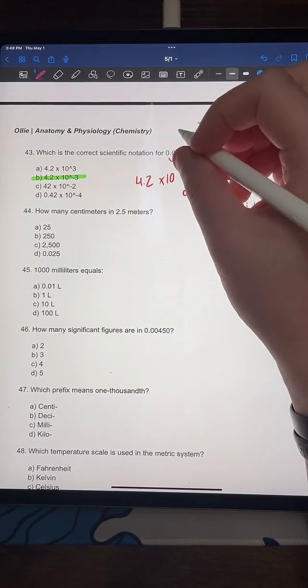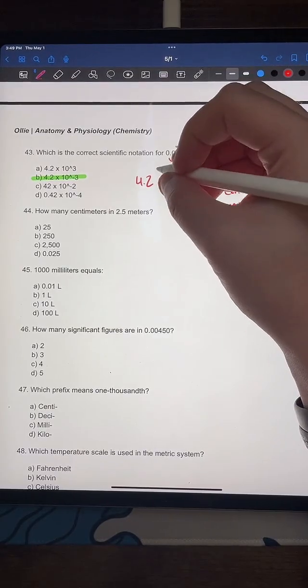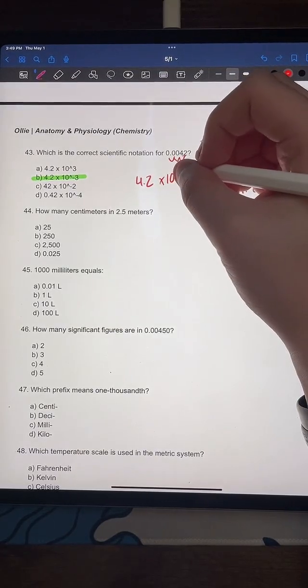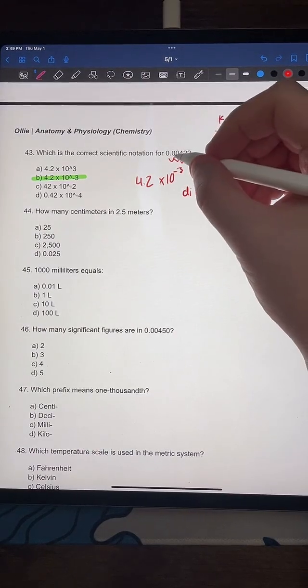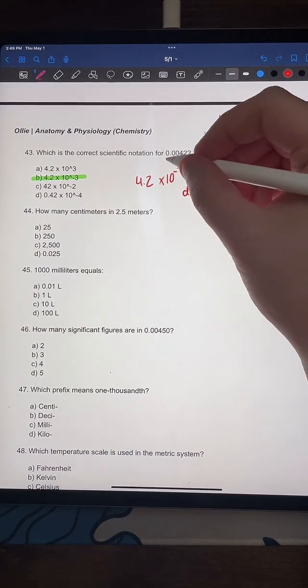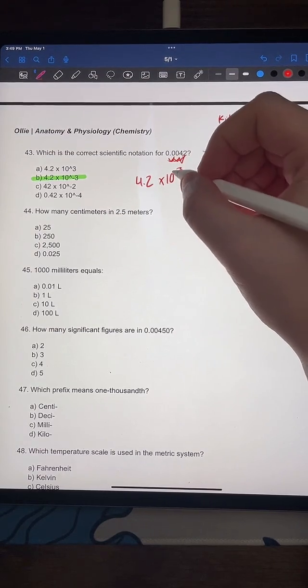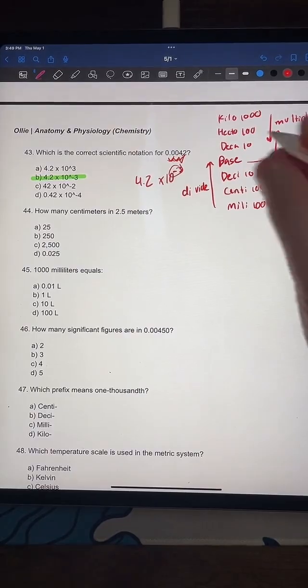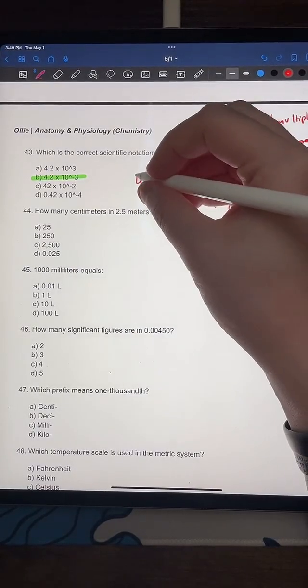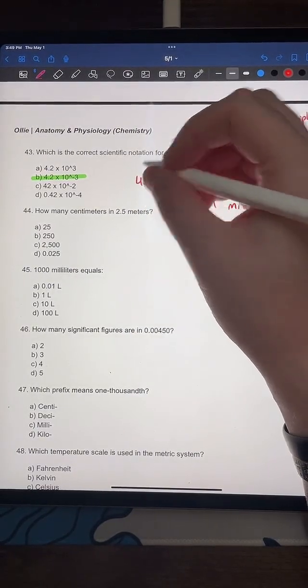But we had to go backwards, making this negative. So we had to make a smaller number larger, in a sense. So that's what gives us the negative. Because scientific notation is where the decimal place is behind the first number.